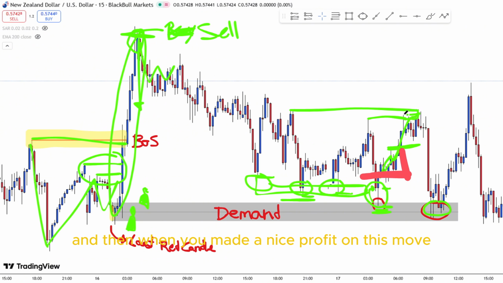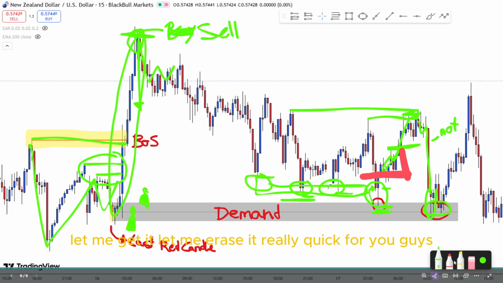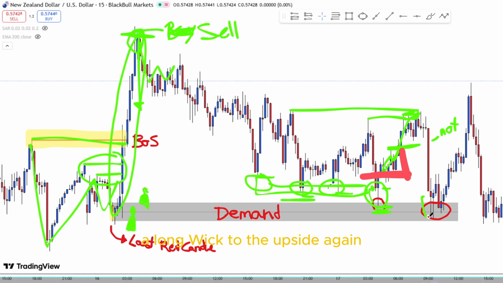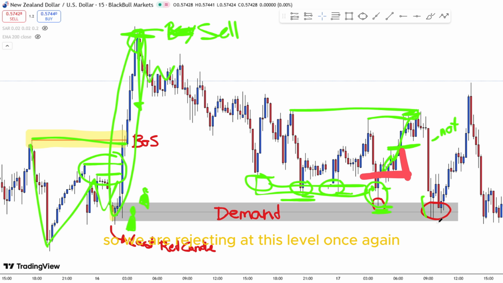And then when you made a nice profit on this move, you can actually see price going down really aggressive. This is usually not what you want to see, but as I saw, price rejected with this wick. Let me erase it really quick for you guys so you can see it a little bit better. As you can see, price did the same thing, and it's so simple. Price did the same thing, a long wick to the upside again. So we are rejecting at this level once again.